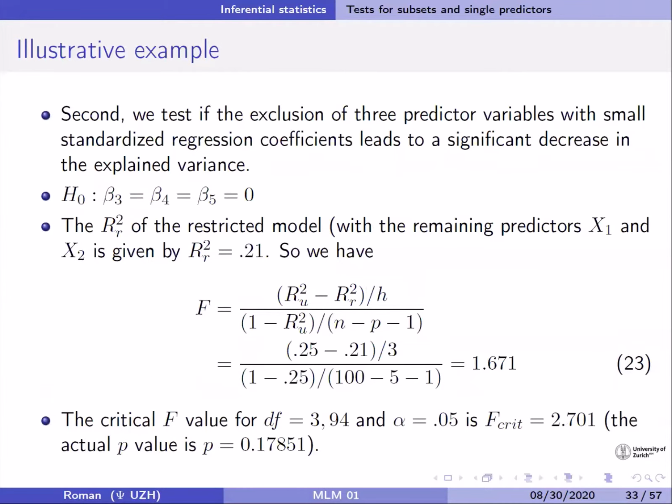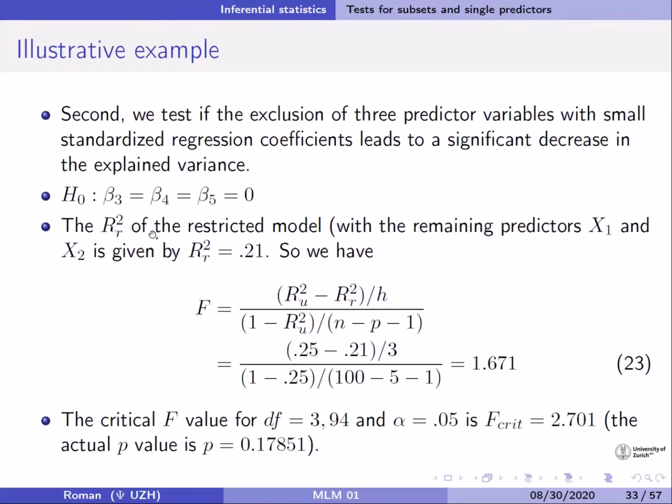Now, let's say we want to test if the exclusion of 3 predictors with small standardized regression coefficients leads to a significant decrease in the explained variance. So let's say with our 5 predictors in the model, 3 of them seem to be pretty low. Let's say we remove them and test to see if excluding them significantly changes the R-squared between the 2 models. So let's say beta 3, beta 4, and beta 5 are what we remove. The null hypothesis here is that all 3 of them equal 0.